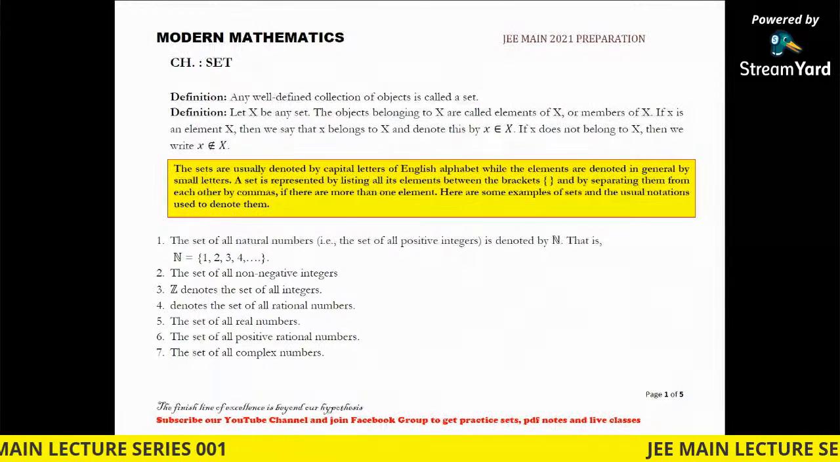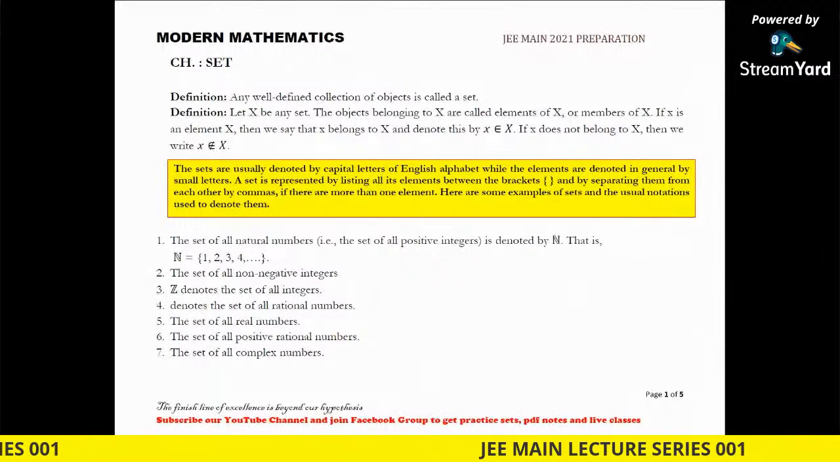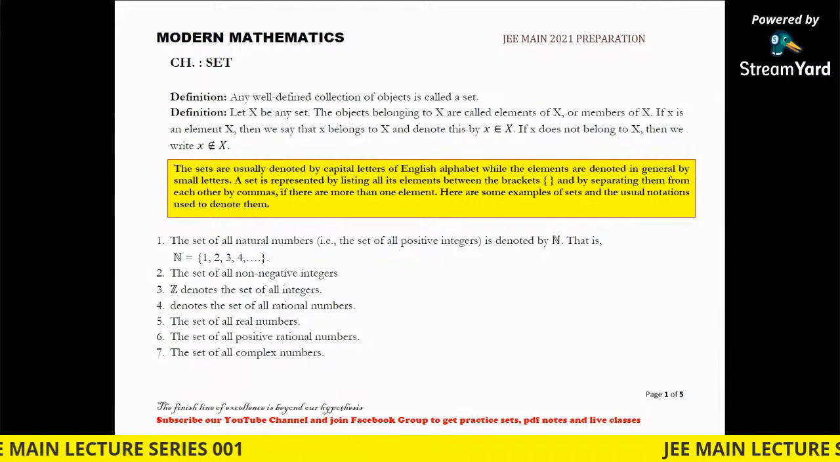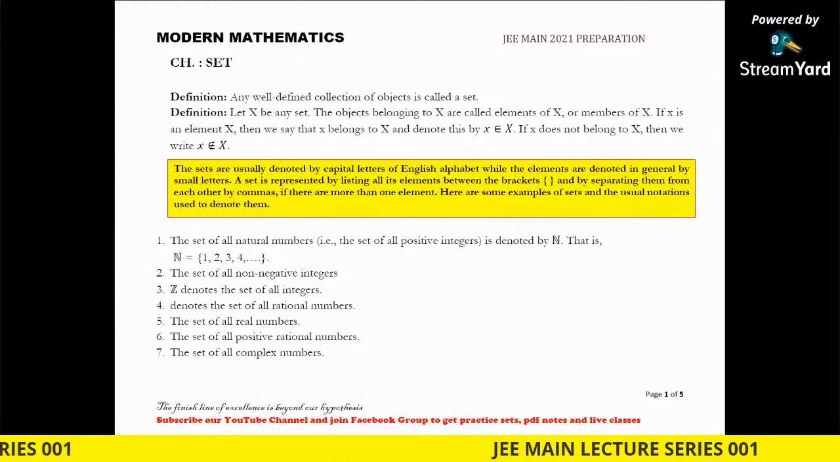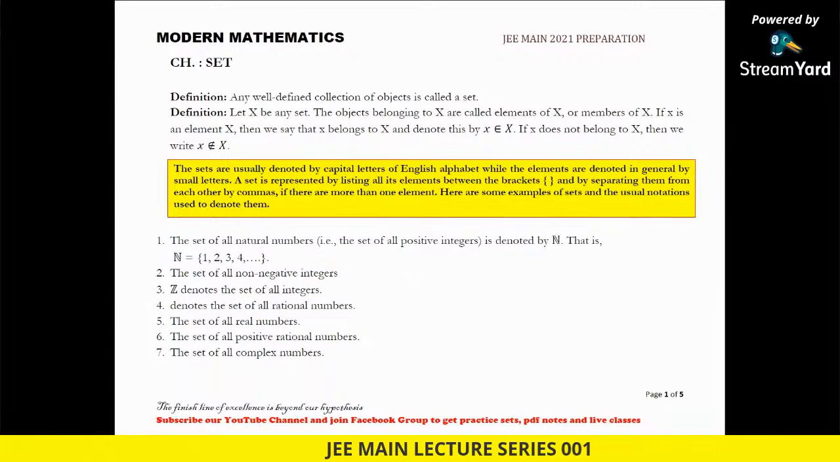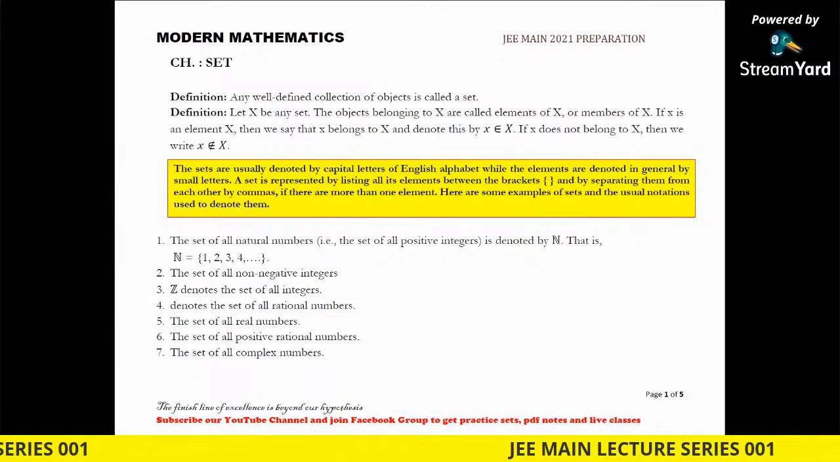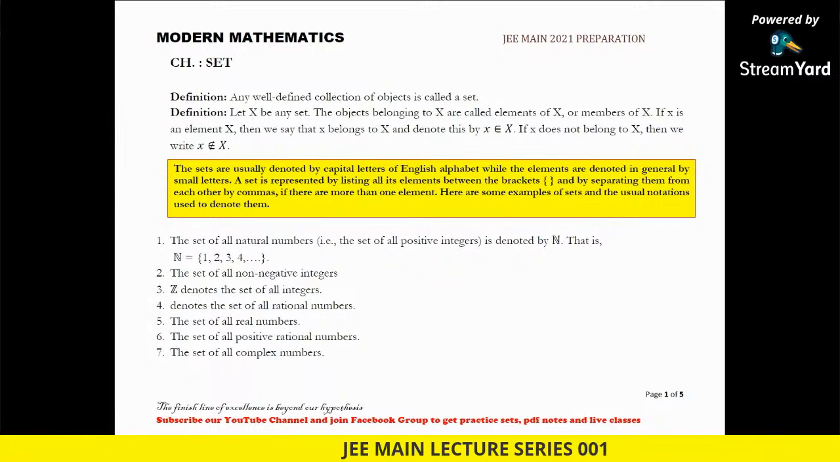That means the objects have a well definition. The well definition is a collection of sets. But there is another condition: the objects should also be distinct. That means no common or identical element exists in the collection.